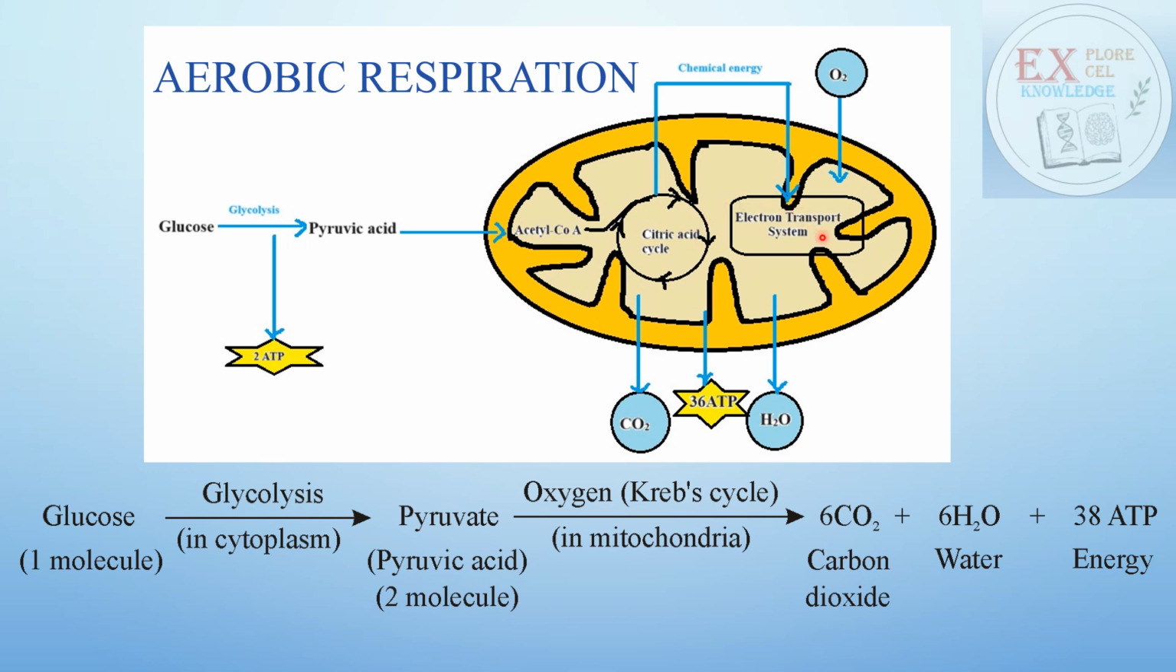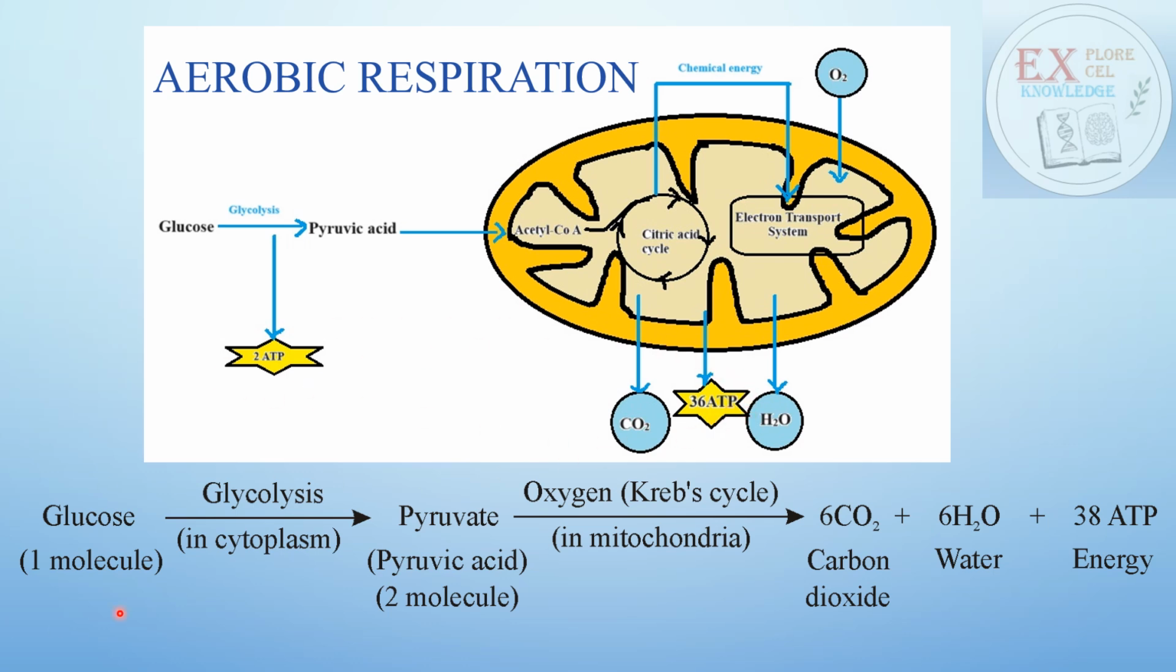The next process is the electron transport chain. This takes place in the mitochondrial inner membrane. Electrons are transferred through a series of proteins, which drives the production of a large amount of ATP molecules. Together, these steps allow the cells to produce a large amount of ATP, which is essential for cellular function. In total, it will produce 38 ATP molecules.